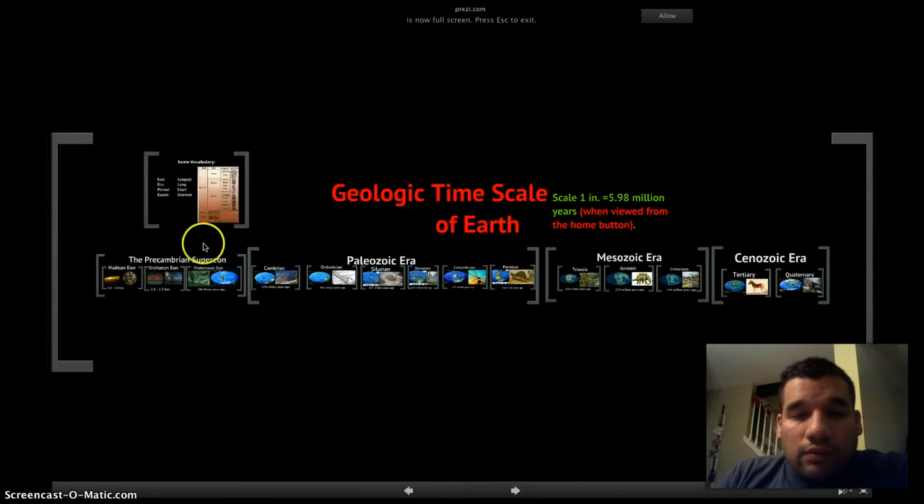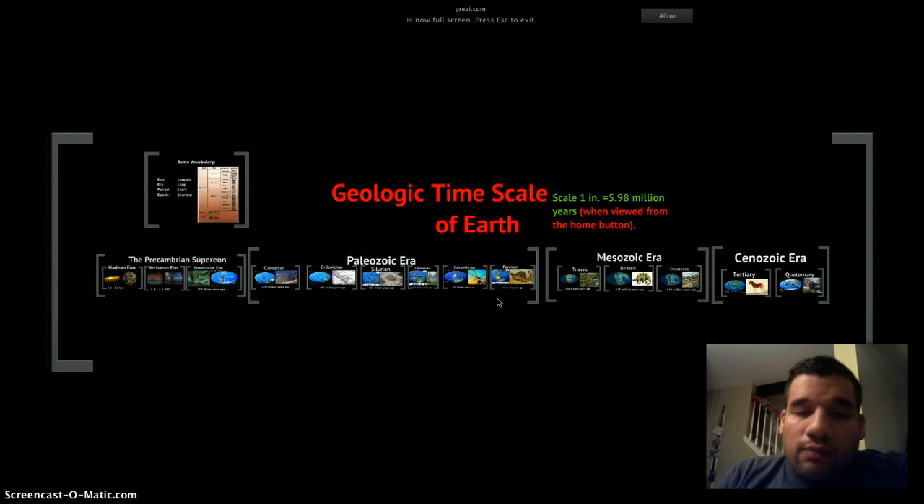Okay, so I know there were a lot of names, and really we'll go into more detail when you do your timeline activity, but this is just to introduce you to how we break up the geologic time scale and the order of the eras and periods.